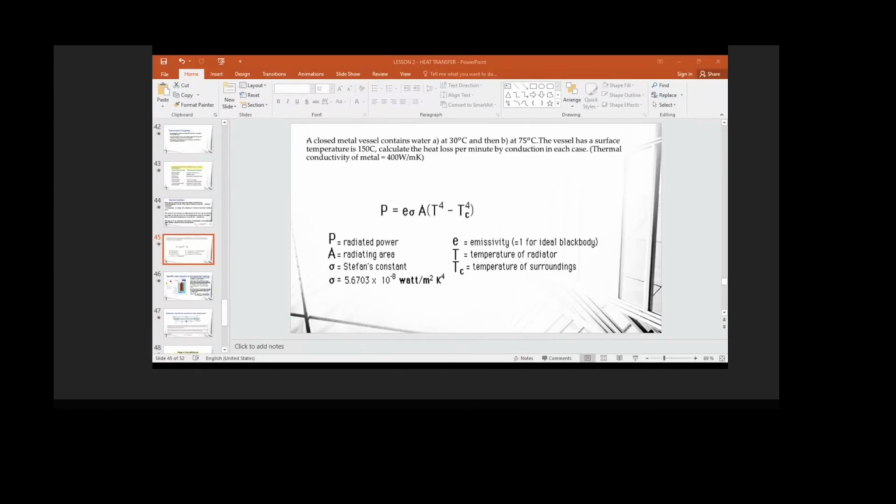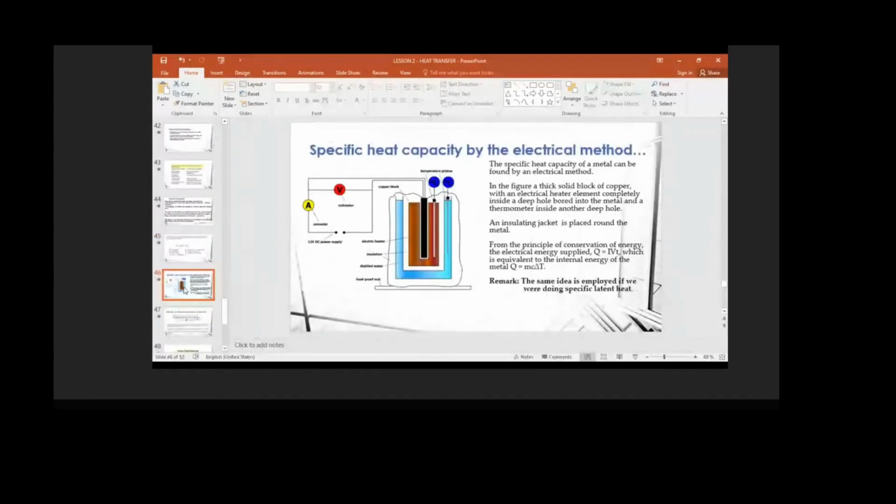And also another thing to note is that the temperature should always be in Kelvin. So always convert your temperature values to Kelvin. And how do we change from degrees Celsius to Kelvin? Plus 273. Plus 273.